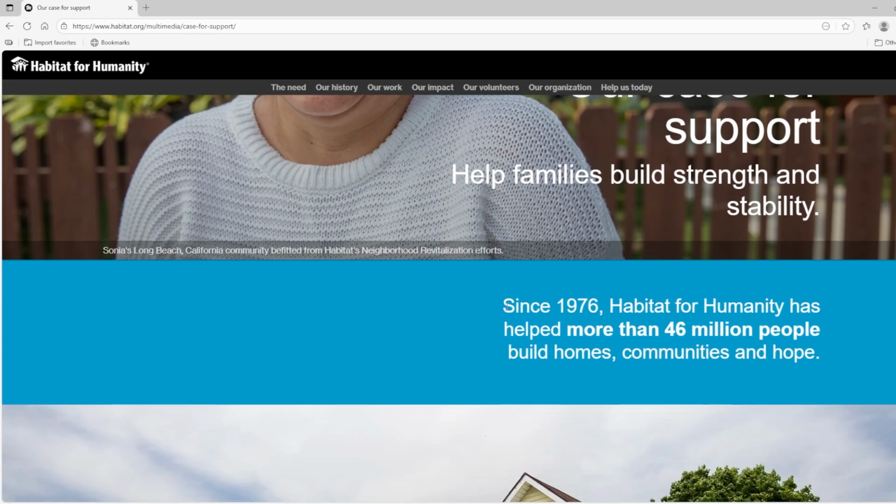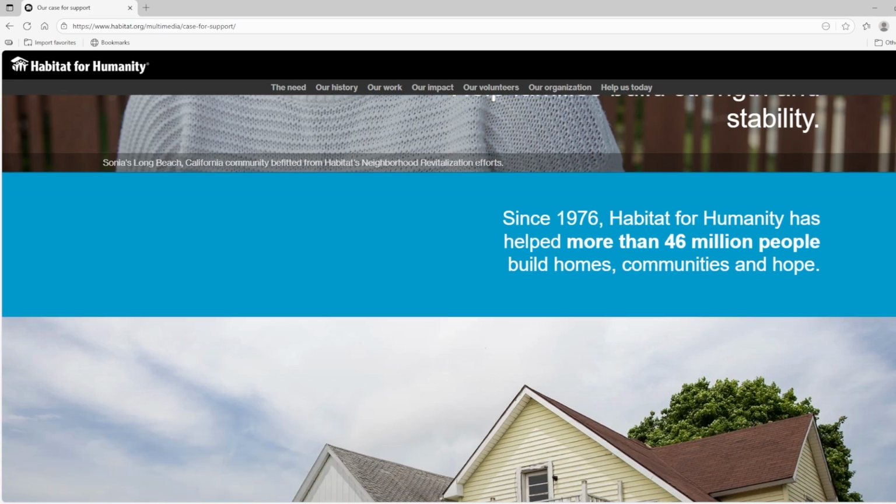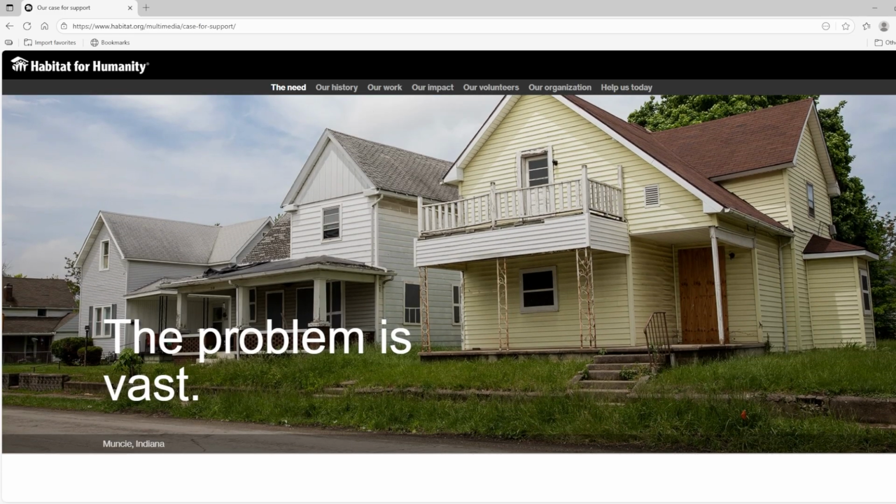Right off the bat, okay, so Habitat is talking about their long track record of success here. They're establishing their reputation right in the beginning. Since 1976, Habitat has helped more than 46 million people build homes, communities, and hope. So they've got you right there with that reputation. And then they're going to get into what the problem is that they are trying to solve, which was, of course, one of our questions.